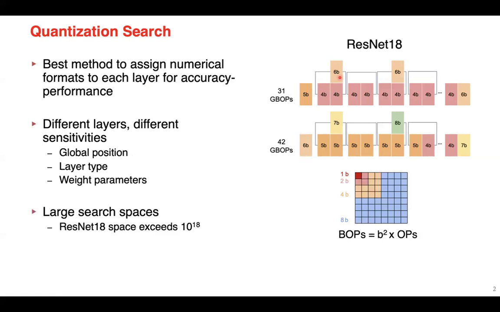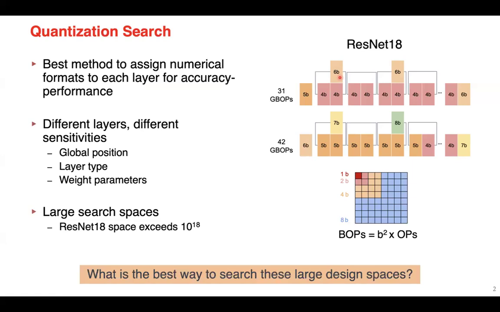And this leads to large search spaces. Even in the smaller example of ResNet 18, this search space exceeds 10 to the 18 on a larger numerical search space. So what is the best way to search these large design spaces?